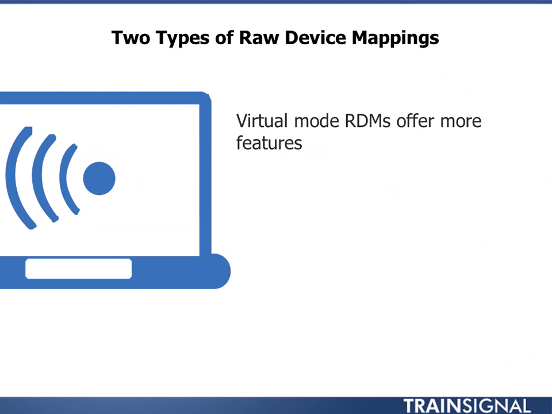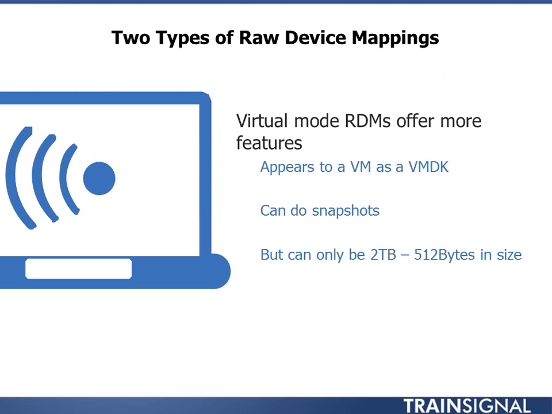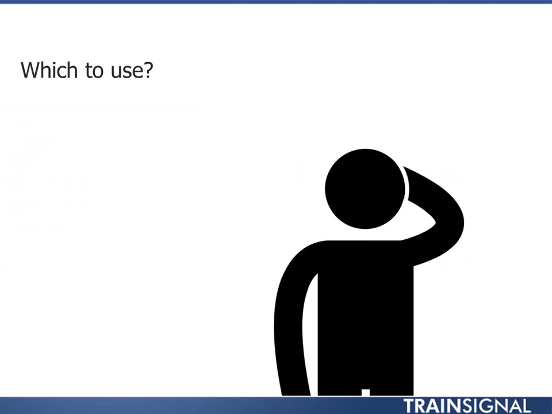Then you have virtual mode RDMs. They're a little bit more feature rich. They appear to a VM as a VMDK. They can do snapshots, but they can only be 2 terabyte minus 512 bytes in size. So they're very much like a VMDK. They are just passed through directly to the VM, unlike a normal VMDK.